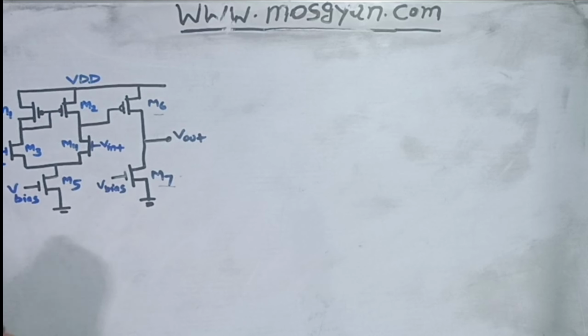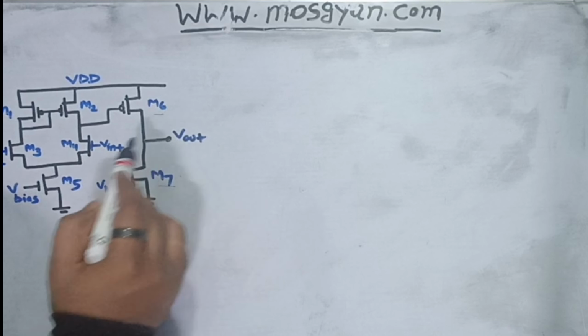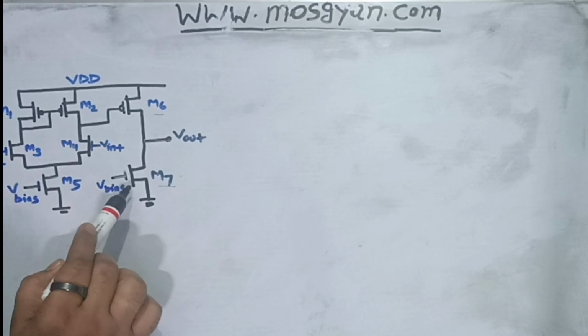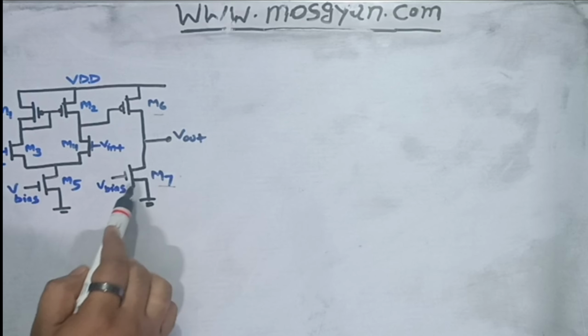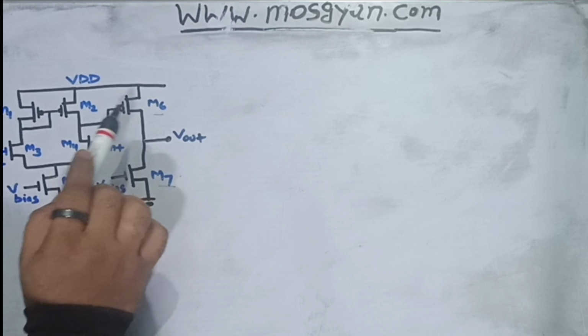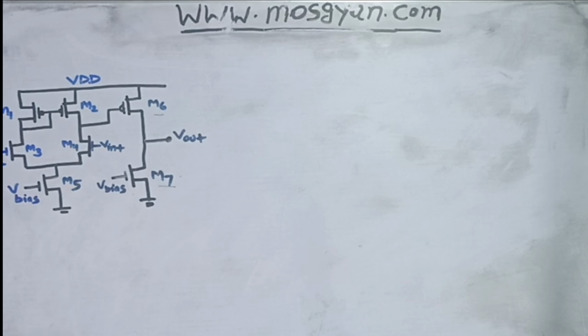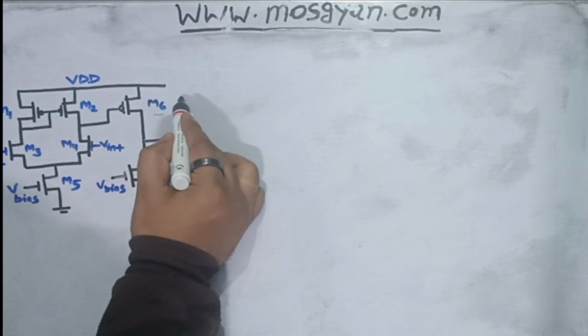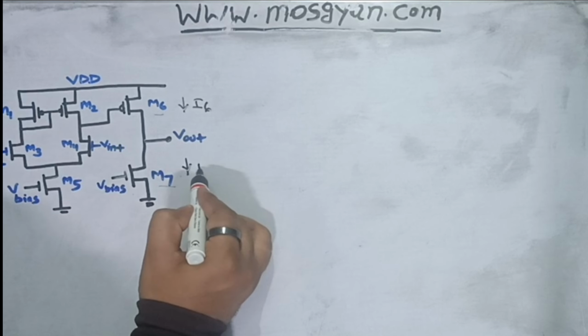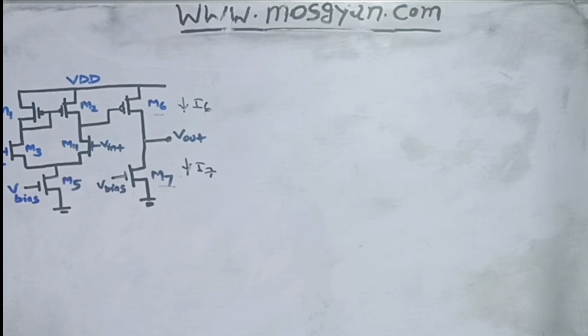So in today's video, we have been given one question based on a two-stage amplifier. In this question, we have been given that there is a current mismatch between MOS M6 and MOS M7. MOS M7 is working as a current source, whereas MOS M6 is working as a second stage amplifier. So there is a current mismatch. Let's assume the current flowing from this MOS is I6 and the current flowing from this MOS is I7. So there is a delta mismatch between these currents.